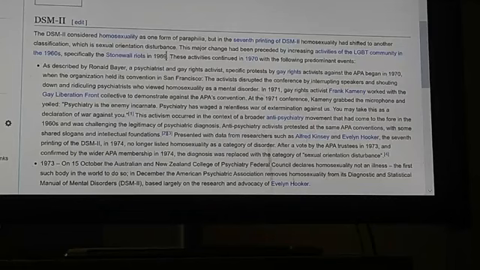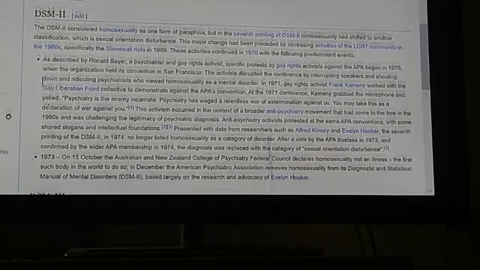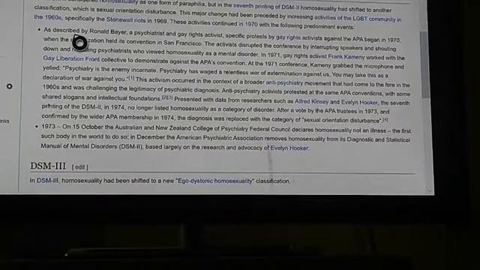Right. These activities continued in 1970 with the following predominant events. As described by Ronald Bayer, psychiatrist and gay rights activist, specific protests by gay rights activists against the APA began in 1970.